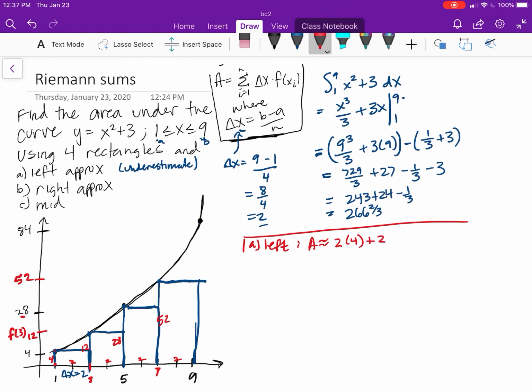The next one we have base of 2, height 12. Base 2, height 28. Base 2, height 52. Okay, so that's 8 plus 24 plus 56 plus 104, which comes out to be, let's see, that's 160, 184, 192. It didn't give units, but since it is area, units squared. Cool.